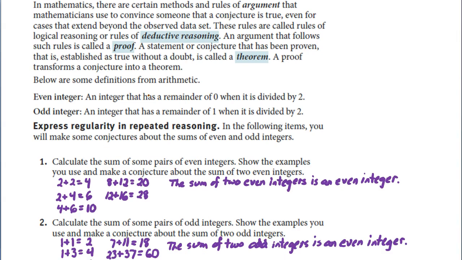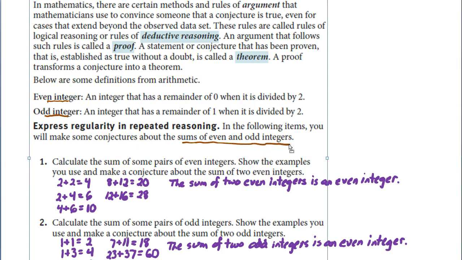So below are some definitions from arithmetic. An even integer is an integer that has a remainder of 0 when it is divided by 2. The definition of an odd integer is an integer that has a remainder of 1 when it's divided by 2. In the following items, you will make some conjectures about the sums of even and odd integers.